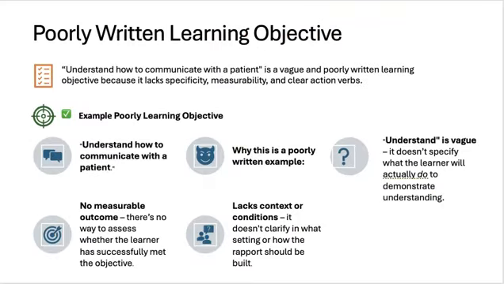Let's look at a poorly written learning objective, and here it is. There's that word again. Understand how to communicate with a patient. That is extremely vague. It doesn't have specificity, it is not measurable, and does not have a clear action verb. Understanding is not something we can easily measure. It's very subjective. There's no way to assess whether the learner has successfully met this learning objective. It lacks conditions, it lacks context, and the word understand is very vague.